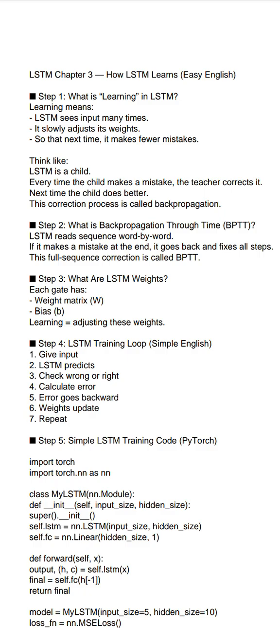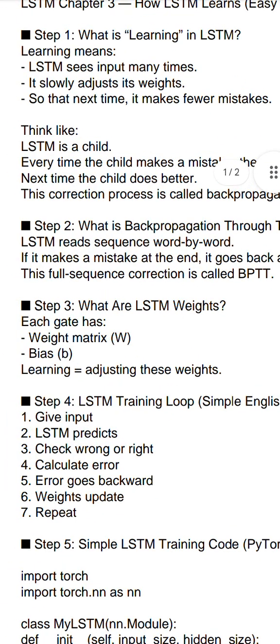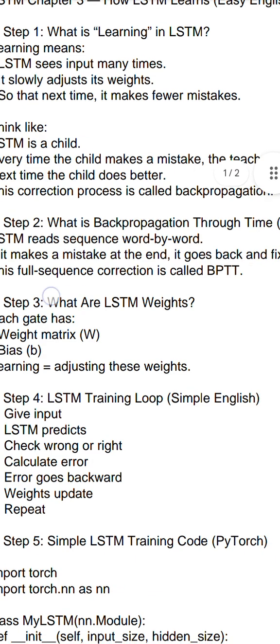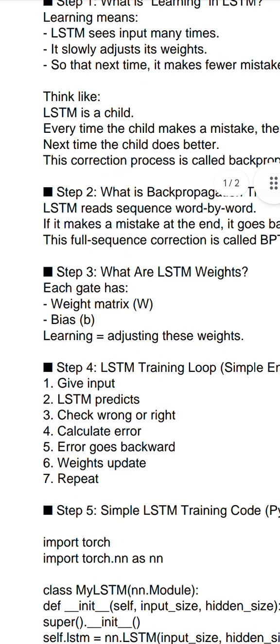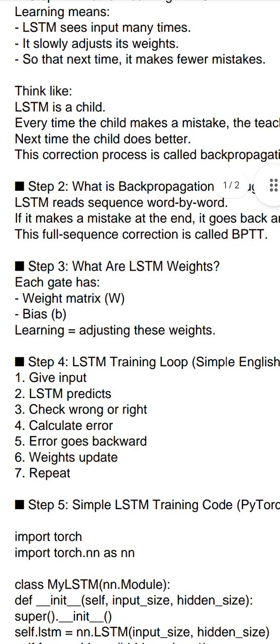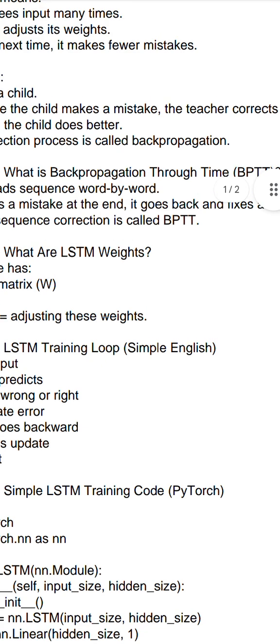Think of LSTM as a child. Every time the child makes a mistake, a teacher corrects it. Next time the child does better. This correction process is called backpropagation.